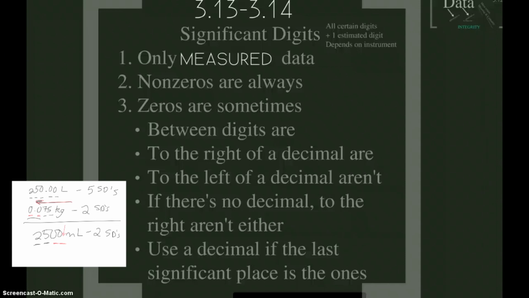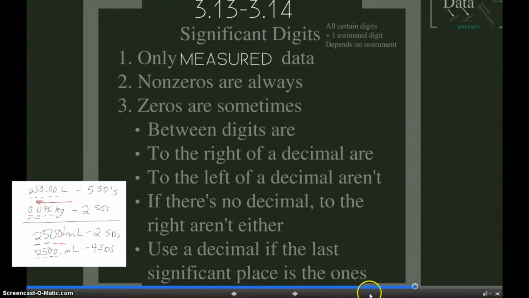Now, if we wanted to imply that this was significant, we would add a decimal. So if we said 2500. milliliters, now those zeros are all significant. Now all four of those digits are significant for that number. So that decimal point really plays an important role. The very last thing we want to talk about here is scientific notation.